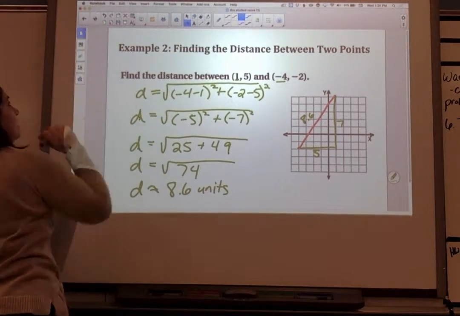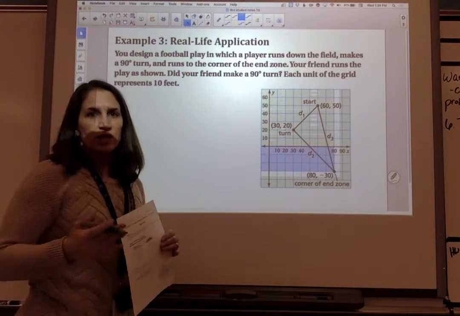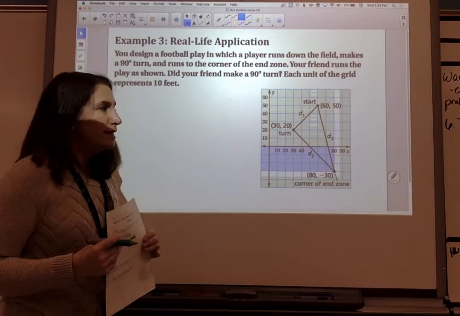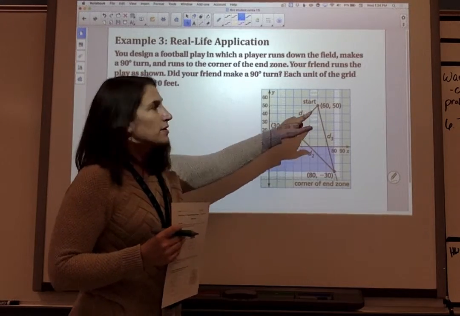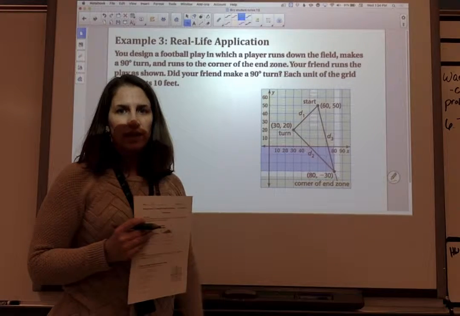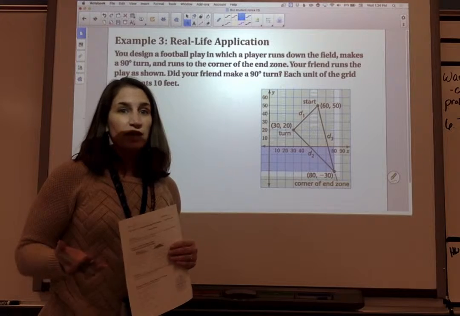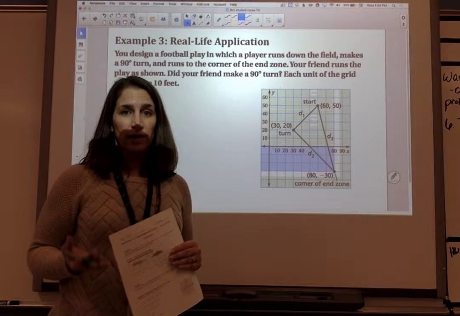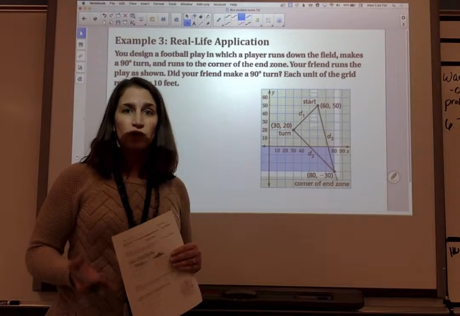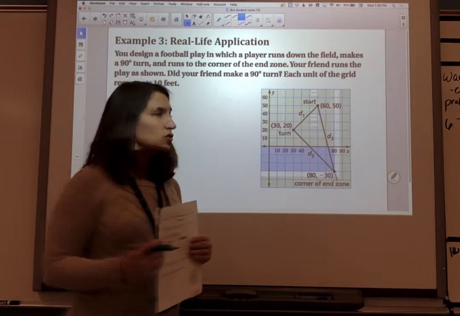Now, our last example, we're designing a football play in which a player runs down the field, makes a 90-degree turn right here. They start here, they go to make the 90-degree turn, and then run to the corner of the end zone. Your friend runs the play as shown, but we want to figure out, did your friend really make a 90-degree turn? Is this really a right triangle? So we're going to apply what we learned in both example 1 and example 2 here.